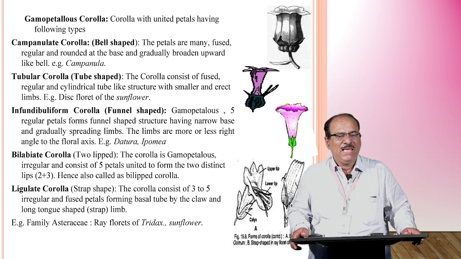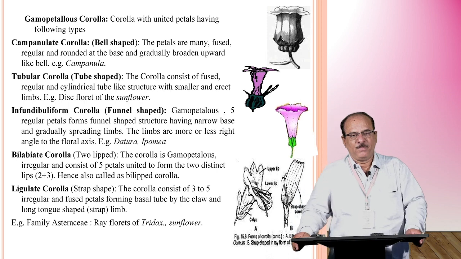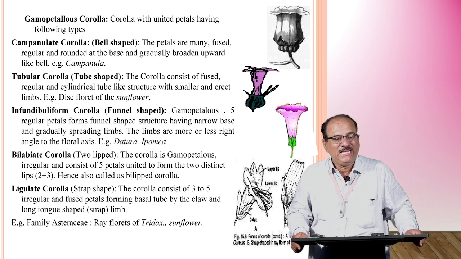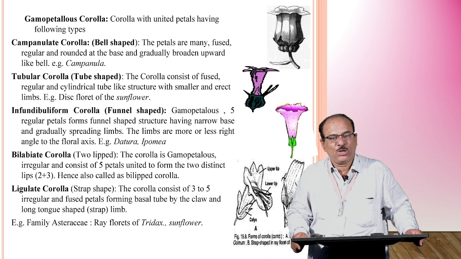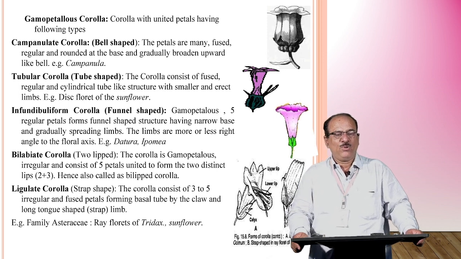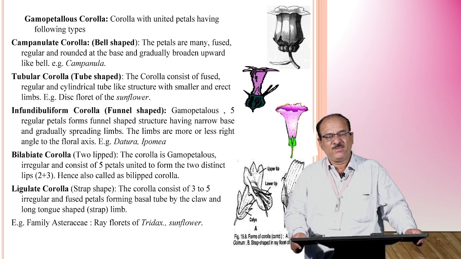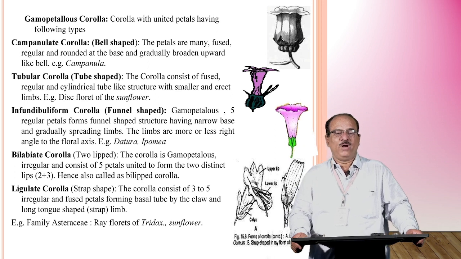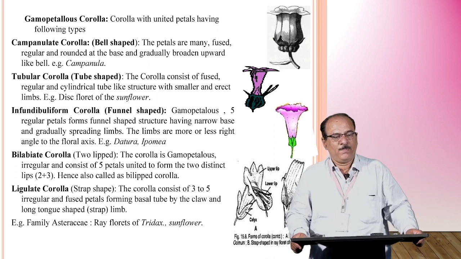Next is the bilabiate corolla. Bi, two. So we have two lips, especially in family Labiatae. The corolla is gamopetalous, irregular, having 5 petals, and these 5 petals are united to form 2 distinct lips, 2 plus 3. So we have 2 petals and 3 petals. Hence, it is called the bi-lipped corolla.